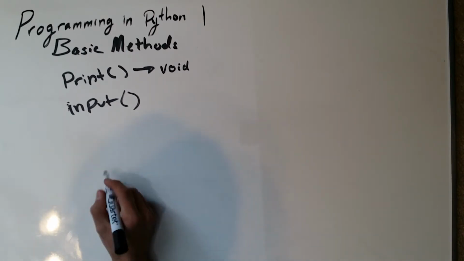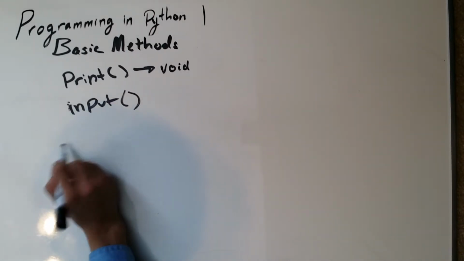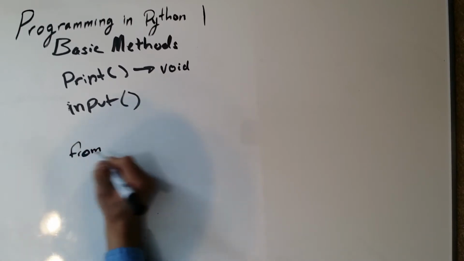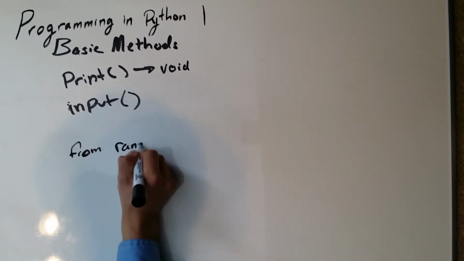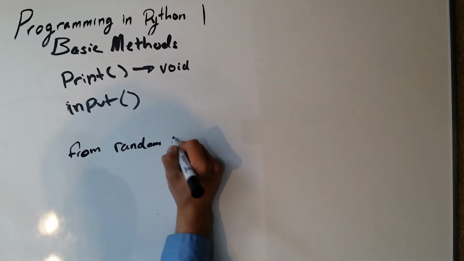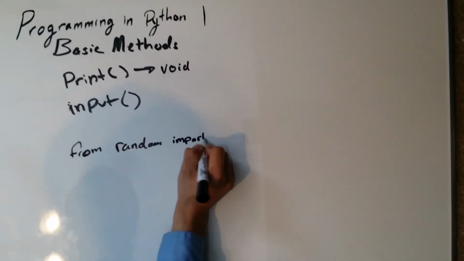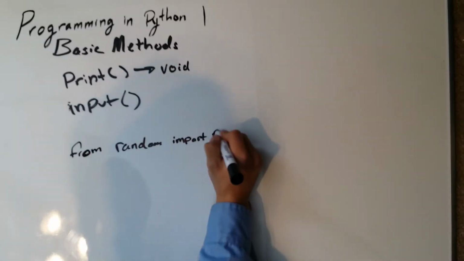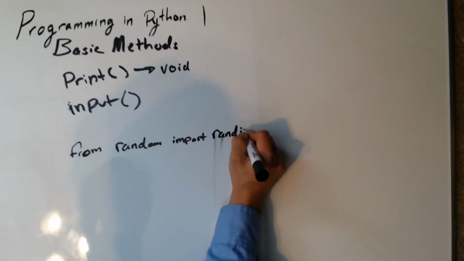To get randint, you actually have to do a little thing at the top of your document. You have to do from random import randint.